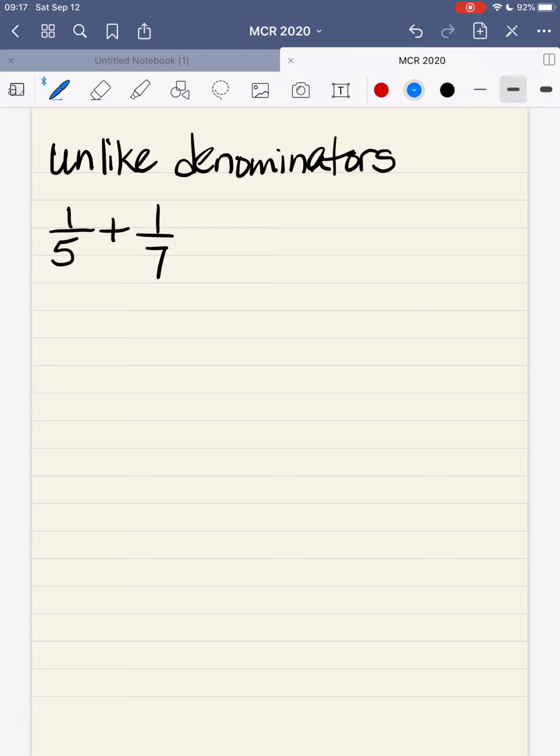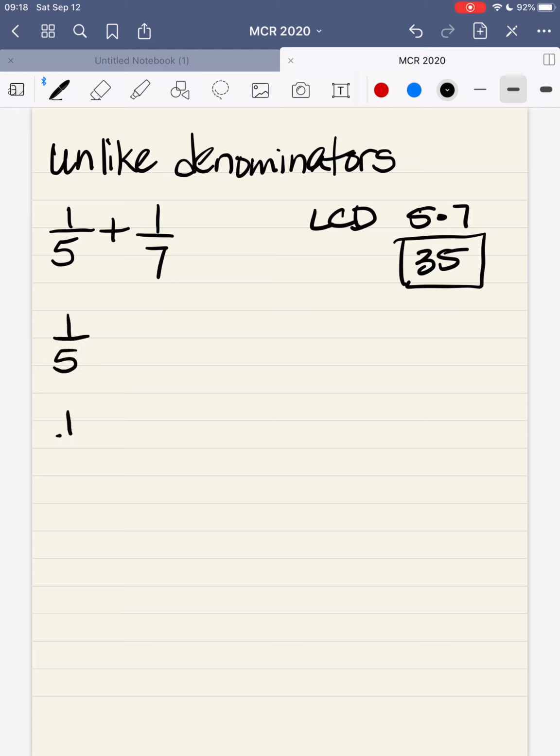All right, so unlike denominators, again, we have our 5 and our 7. Which means 5 and 7 are not alike at all. So my LCD in this case is going to be 5 times 7, which will be 35, because 5 and 7 are prime. So that means my 1/5 and my 1/7 need to be made into equivalent fractions. The 5 will be multiplied by 7 top and bottom, and the 7 will be multiplied by 5.